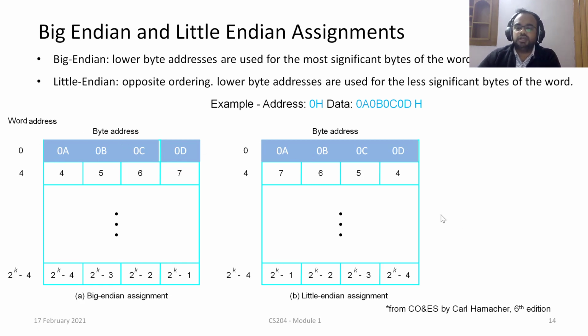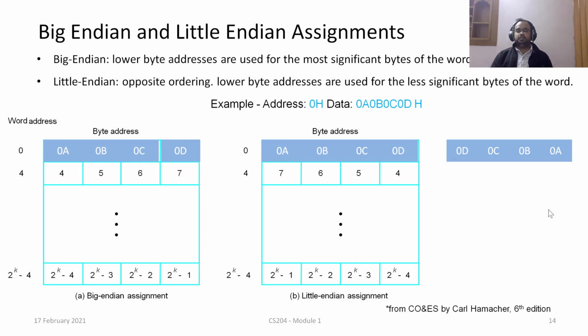But to avoid any confusion, if we want to follow the same addressing, let's say this is my word 0, byte 0 is the leftmost, followed by 1, 2, and 3. And with these locations, if we want to follow little endian, then 0D is stored in byte 0, 0C is stored in byte 1, 0B is stored in byte 2, and 0A is stored in byte 3. That's what the little endian assignment would say. To avoid confusion, you can stick to the labeling of the addresses of one of them, and then you can understand how the data will be written.